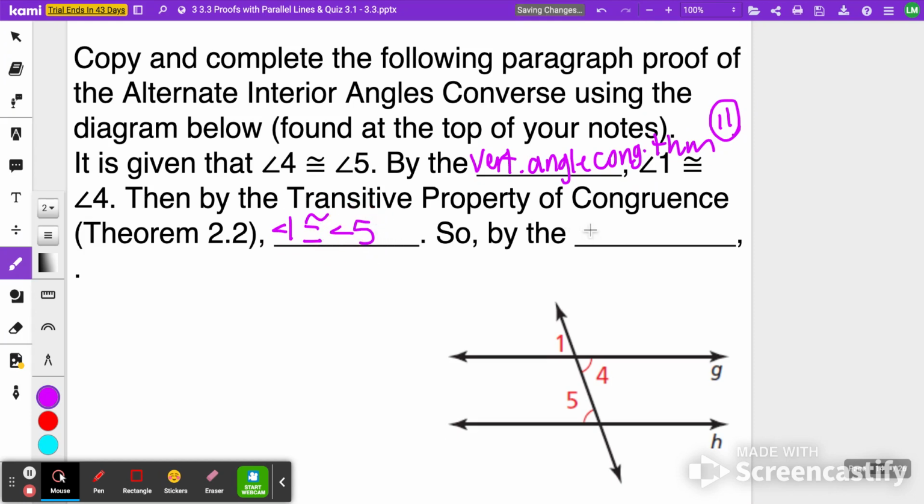So, because now angle 1 and angle 5 are corresponding angles, by the corresponding angle theorem, G is parallel to H.